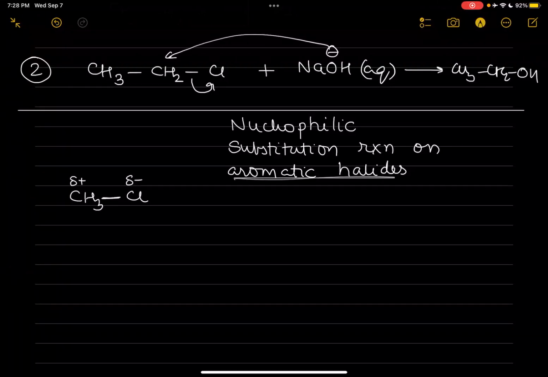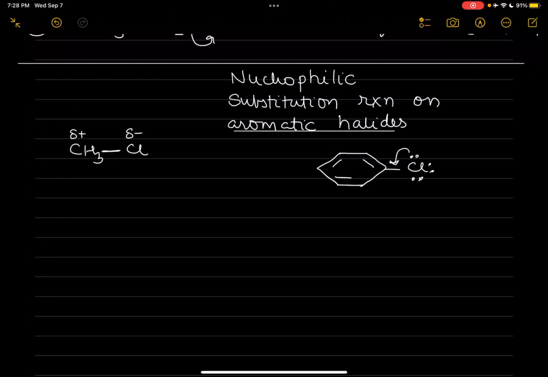But what about the aromatic halide? If you have that same Cl atom connected to a benzene ring, what's going to happen? The Cl has a pair of electrons which are not participating in the bonding, known as a lone pair. These lone pairs get involved in the resonance. They get mixed up with the electrons of the benzene, and due to this, the carbon-chlorine bond acquires partial double bond character.